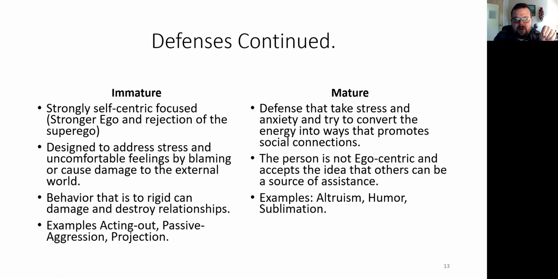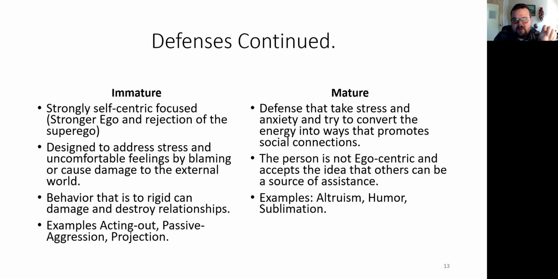So examples of immature behavior can be acting out, passive aggression, and projection. So projection is when I don't want to handle my own stuff, whether it's my own insecurities, my own fears, my own limitations. I'm just going to project that onto someone else and basically take my traits and characteristics and say it belongs to someone else. That way I don't have to have ownership for them. So mature defenses take away the stress and anxiety and try to convert the energy into ways that promote social connection. So that's the big distinction. An immature defense is really just going to focus on the immediate release of it and it's really focused on the person.